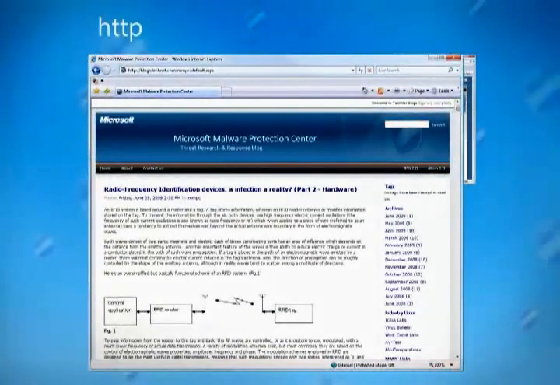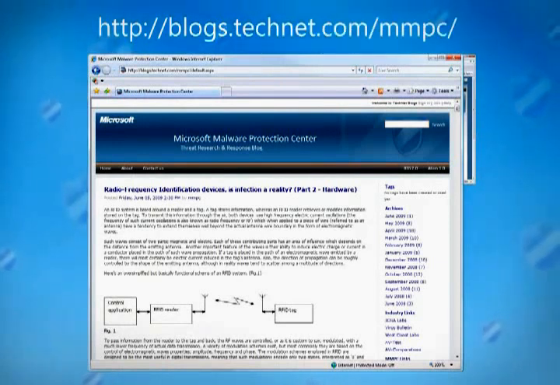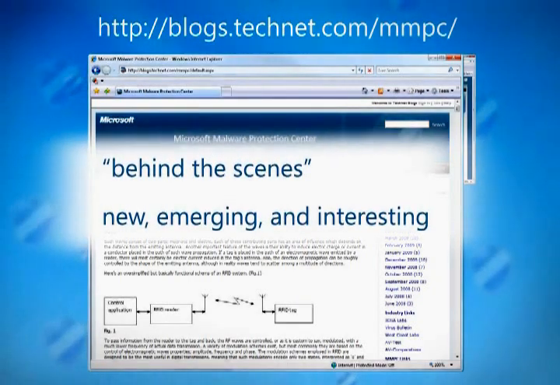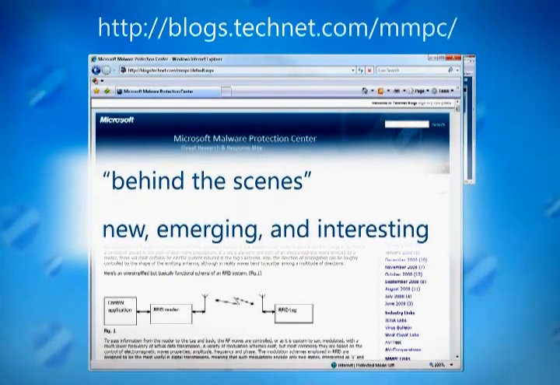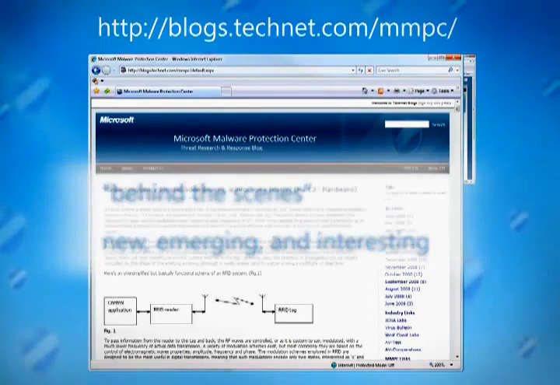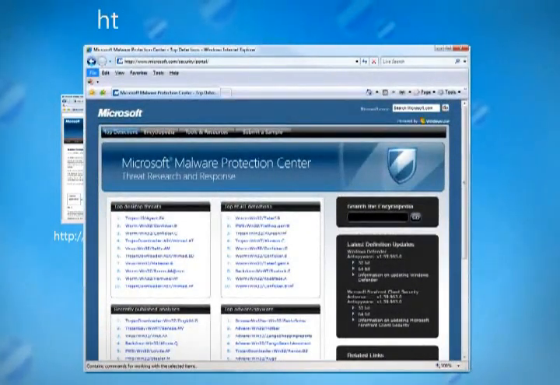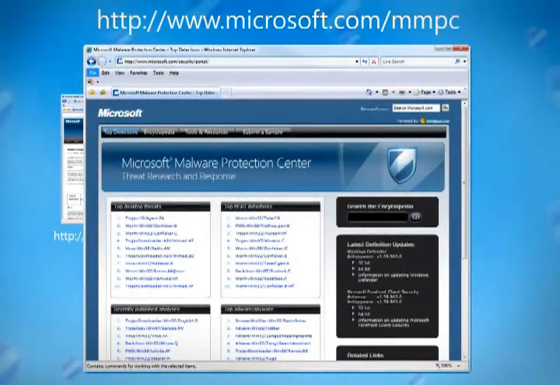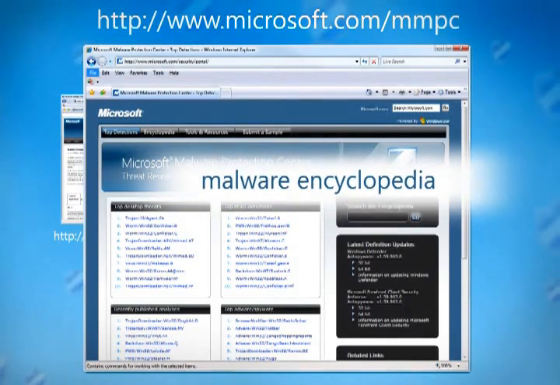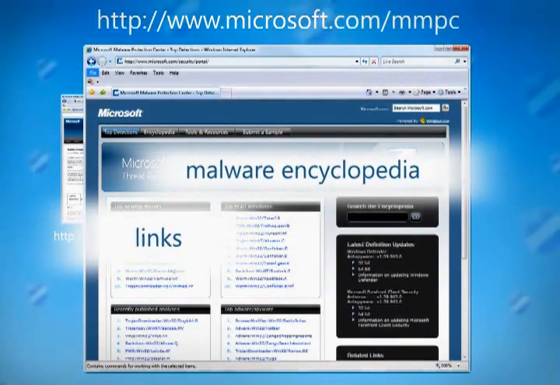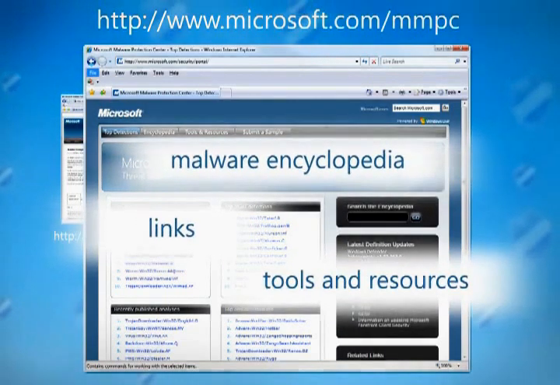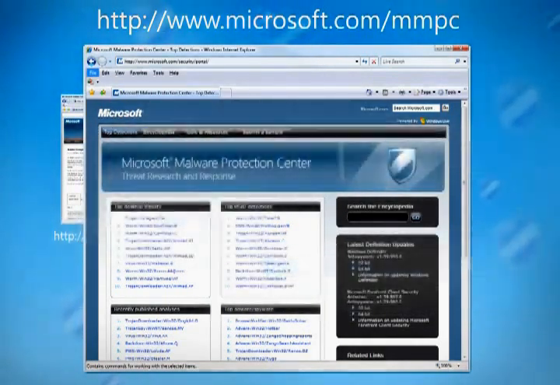You can keep up to date on the latest news from the MMPC by checking out the MMPC Threat Research and Response blog. This blog provides a real-time method for communication with the MMPC. Topics include day-to-day, behind-the-scenes information about new, emerging, and interesting malware threats, as well as other research topics in the computer security field. Or you can keep current by visiting our website, which provides information on the top threats and detailed analyses of many malware attacks via our malware encyclopedia. There are also links to other related sites of interest, as well as tools and resources to help you understand and defend your computer effectively.